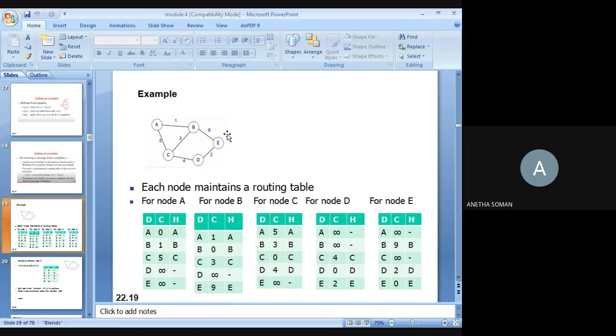Right? So this is the first step that you have to do in your distance vector routing algorithm. For each node, you have to find out the initial routing table. Okay, understood everybody how you have to write the initial routing table of each node? Yes or no? Yes.